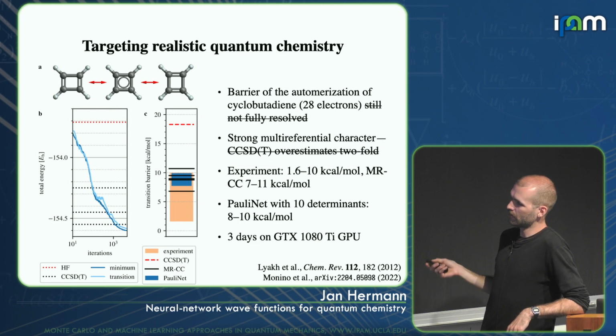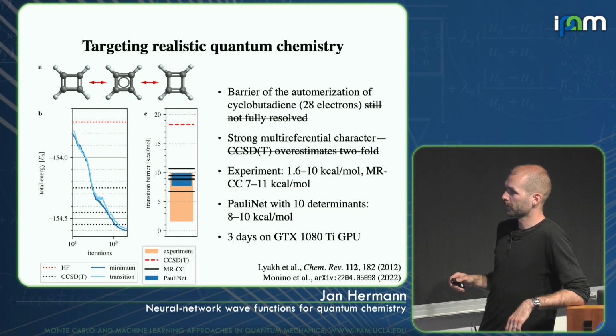And so we originally picked this case because the transition state has a strong multi-referential character. And we thought that the regular coupled cluster fails for it. But I actually very recently found there was a paper. So we took these reference values for coupled cluster from this review.